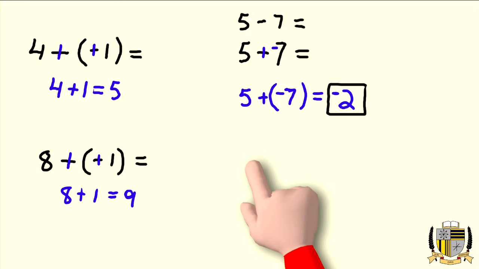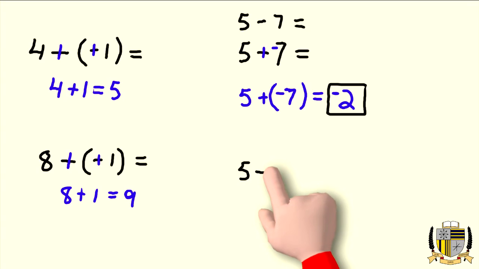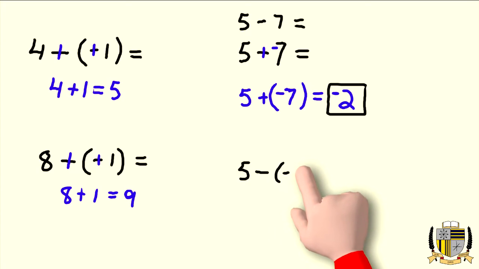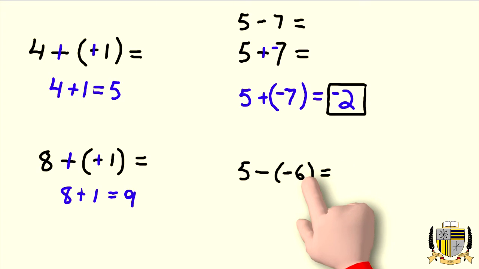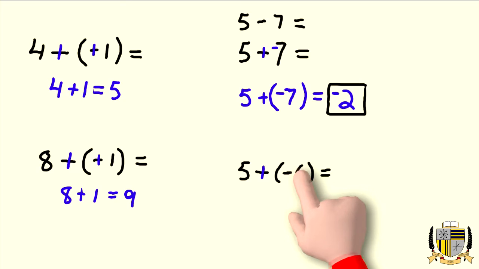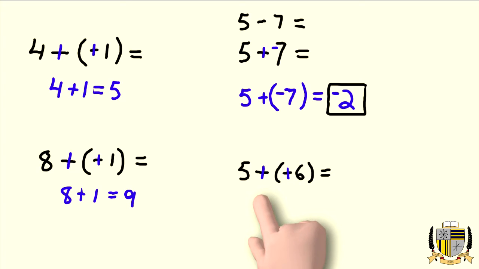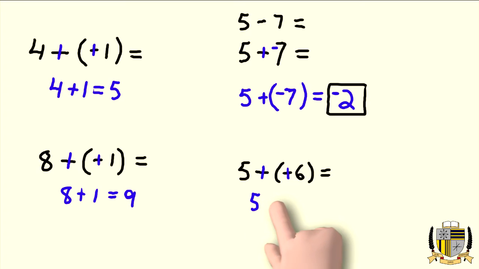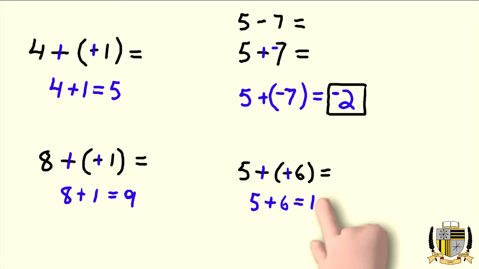We'll do another example. A 5 minus a -6. And what does that equal? Well, because we're subtracting, we're going to change the sign to a plus, and then we change the sign of the second number to its opposite sign. And now what we have is pretty much a +5 plus a +6. And 5 plus 6 is just 11.